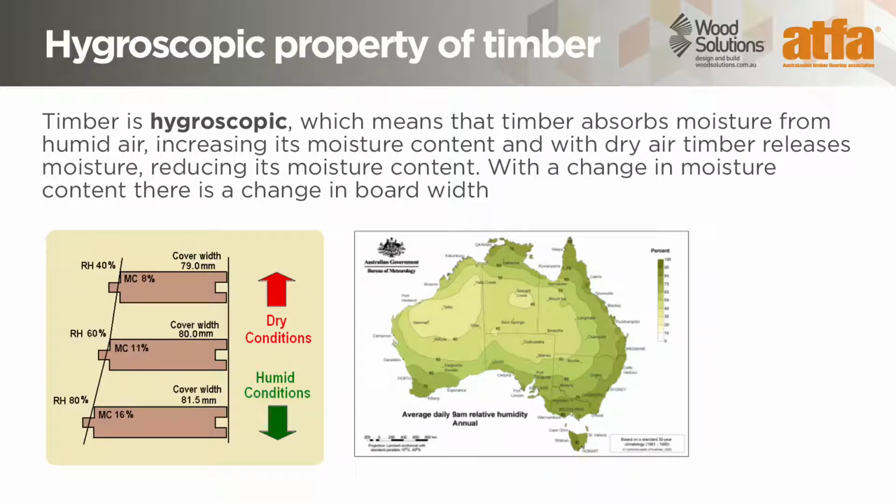Humidity could be at 40% in one part of Australia and 80% in another. Manufacturers produce boards with a moisture content suitable to the average humidity in the location they are to be used, which aims to minimise the effects of seasonal changes in humidity affecting the boards.